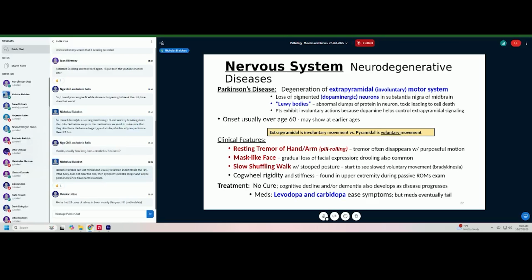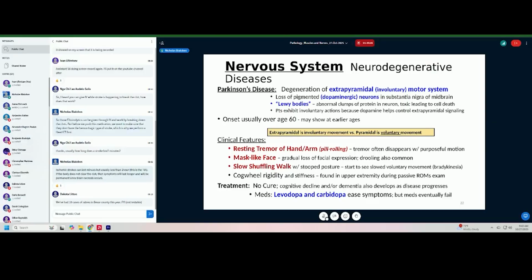Cogwheel rigidity. Think about those old time, I don't know what's a good way to explain this. It's like a clock, right? And it has those cogwheels, and it moves very slowly as it's going around that cogwheel.